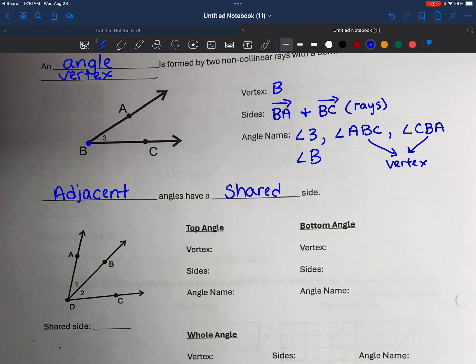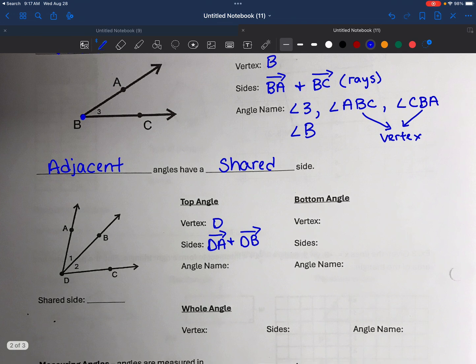Okay, Macy, on that top angle, can you tell me what my vertex would be? No, not for my vertex. It has to be a single point. D does work for the vertex. It just won't work for naming the angle. Aixa, can you name one of the sides of that top angle? DA. Symphony, what about the other one? DB. Okay. Turner, give me one way to name the top angle. ADB.